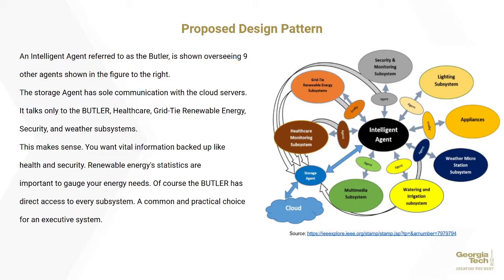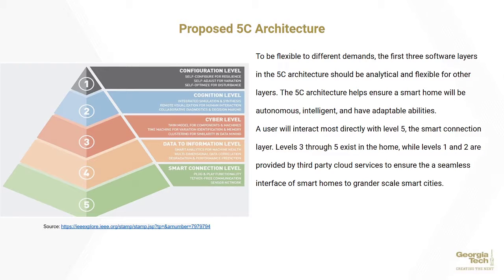We also propose a 5C architecture. That is 5 things that start with the letter C. How convenient. To be flexible to different demands, the first 3 software layers in the 5C architecture should be analytical and flexible for other layers. The 5C architecture helps ensure a smart home will be autonomous, intelligent, and have adaptable abilities.